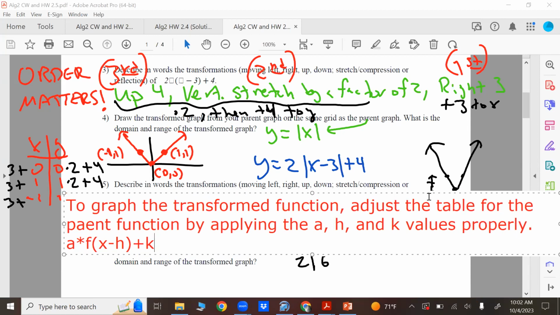Okay, so to graph the transformed function, adjust the table for the parent function by applying the a, h, and k values properly. Here's the table for the parent graph. That was easy, right? Here are the a, h, and k values. A is 2, k is 4, h is 3. Applying correctly, add 3 to the x side. Multiply y by 2 then add 4, that's PEMDAS. Once you have a new table, make a graph, you're done. Okay, go ahead.